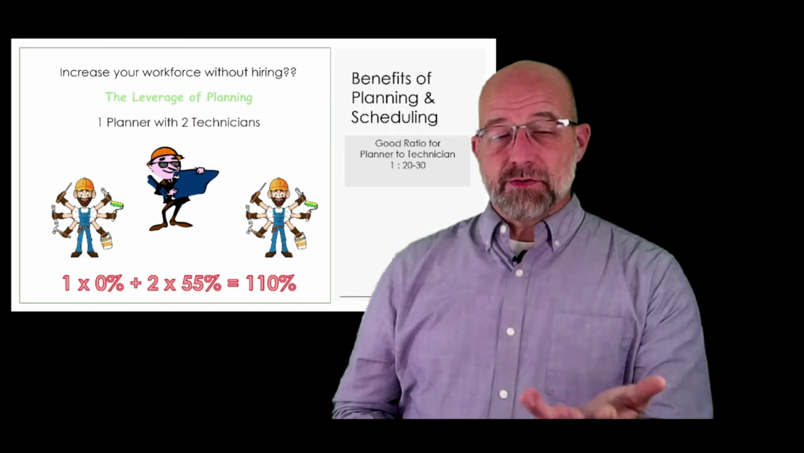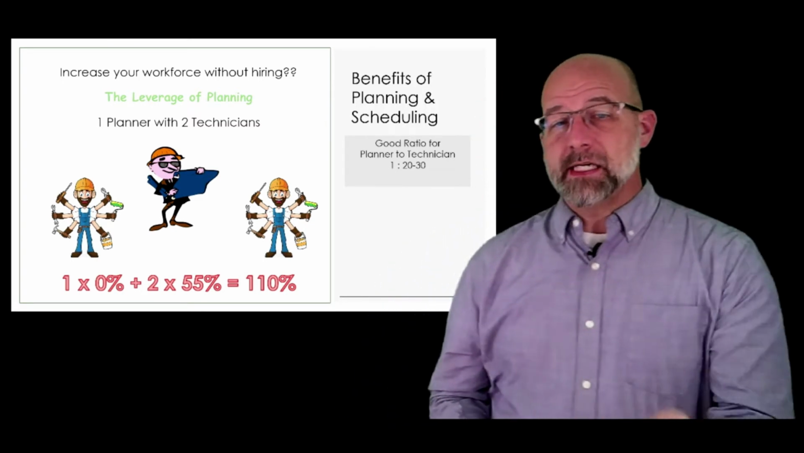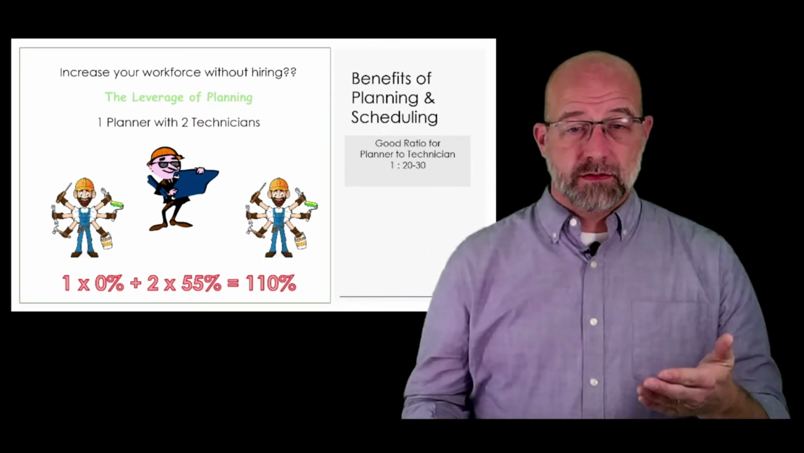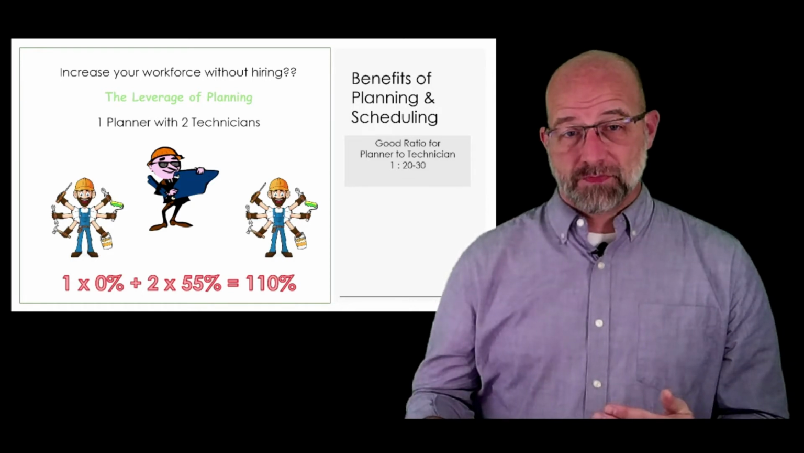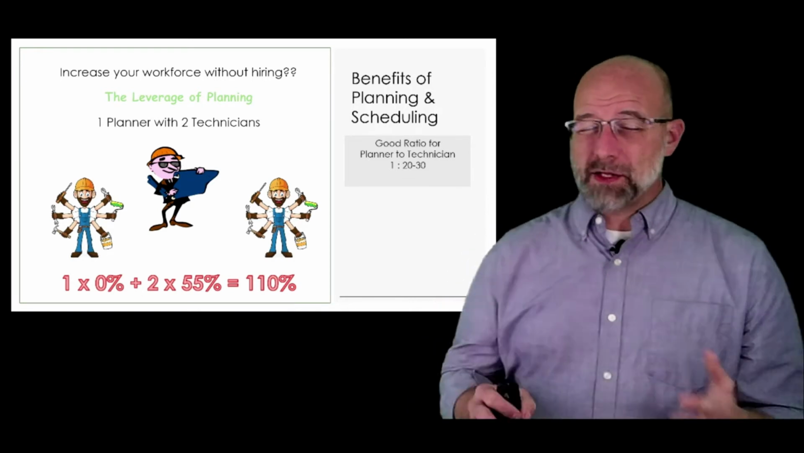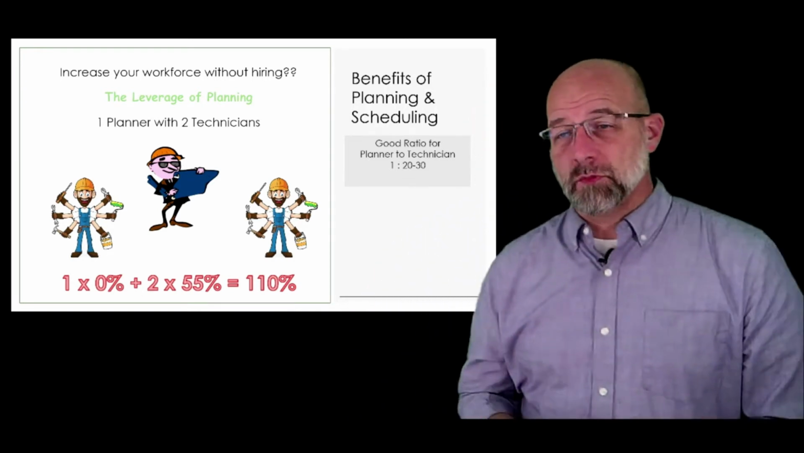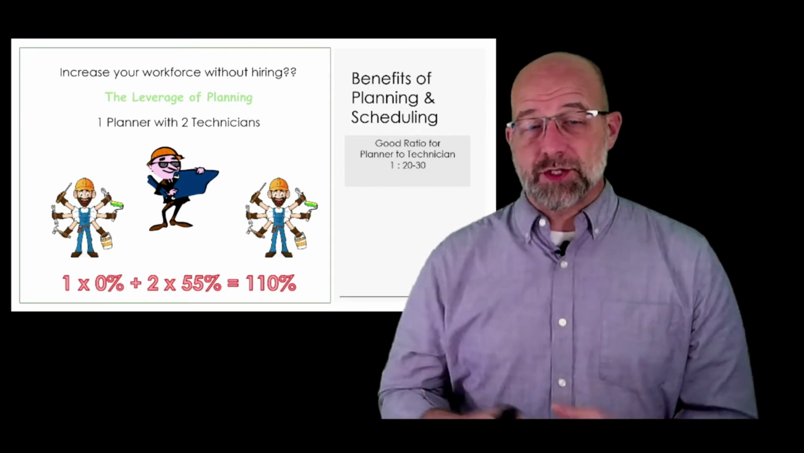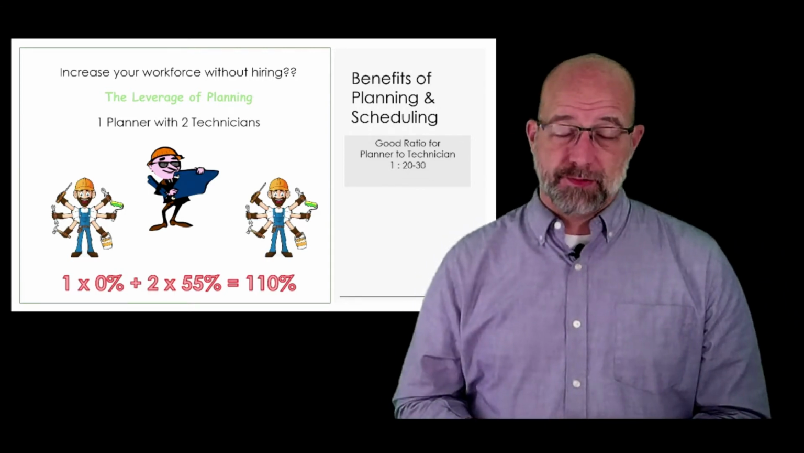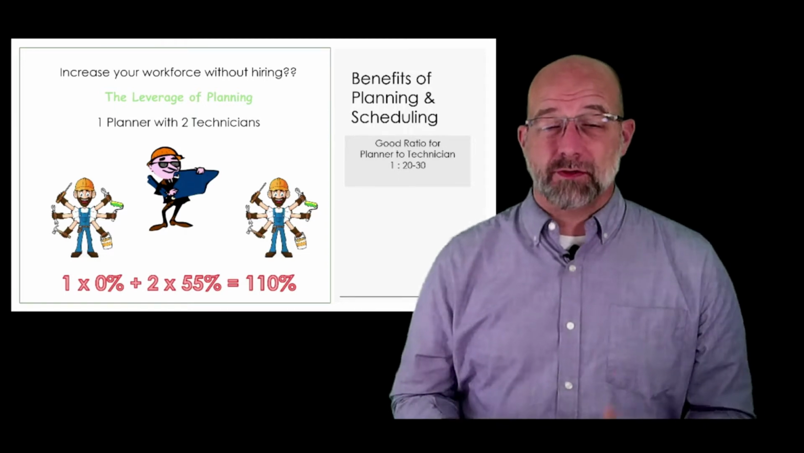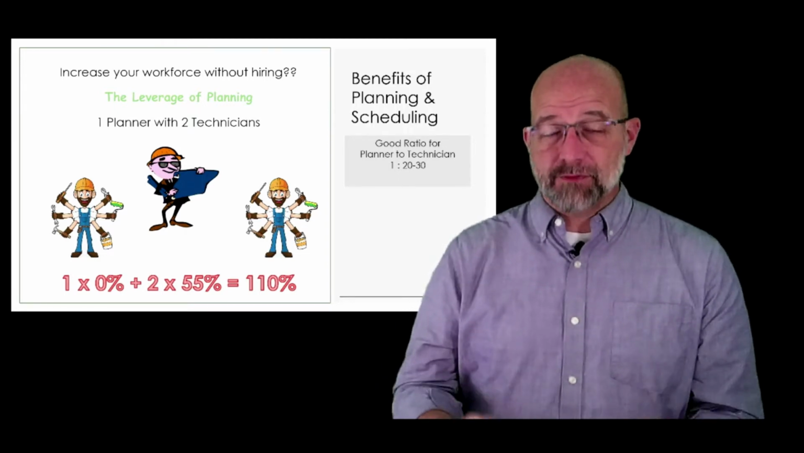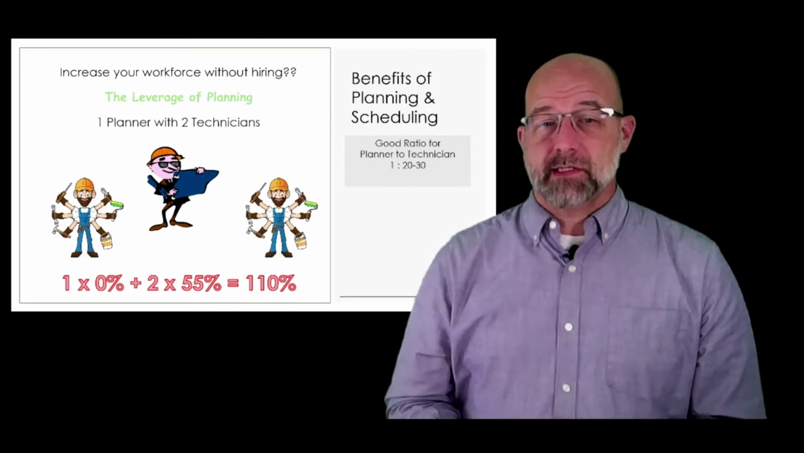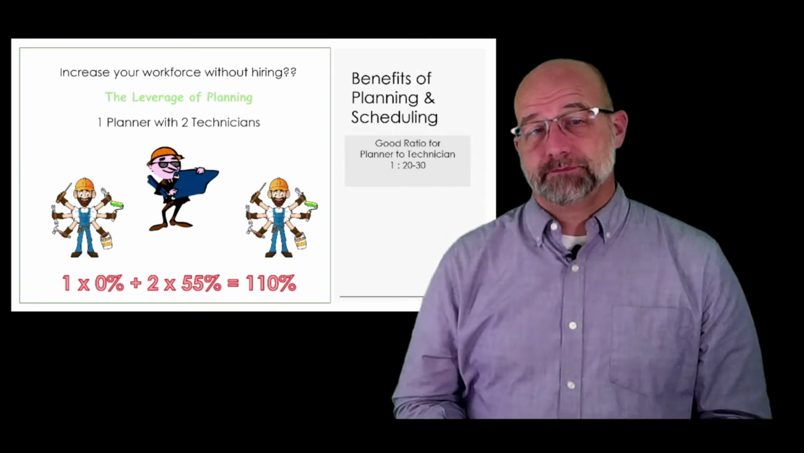Identifying this is really key. So you need to have a good ratio of planners to technicians. One in 20 to 30 is about the normal working relationship between planner and technicians. We've found that ours works around 26. You can effectively put out work for 26 technicians with just one planner.